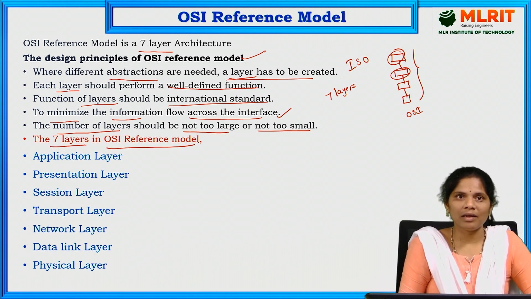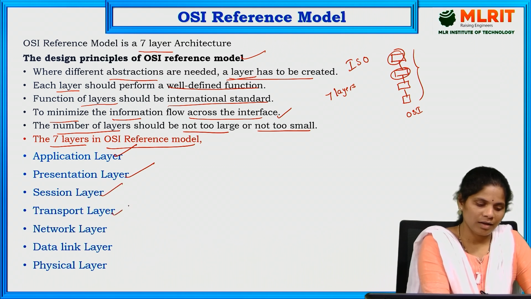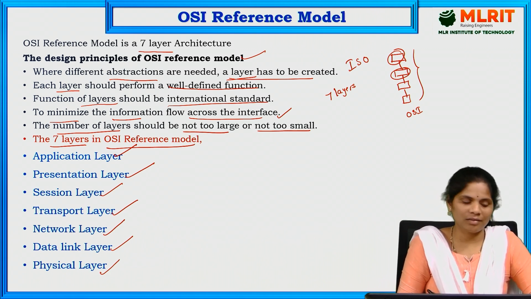These are the 7 layers: application layer, presentation layer, session layer, transport layer, network layer, data link layer, and physical layer. These are the 7 layers in the OSI reference model, that is, the Open System Interconnection Reference Model.